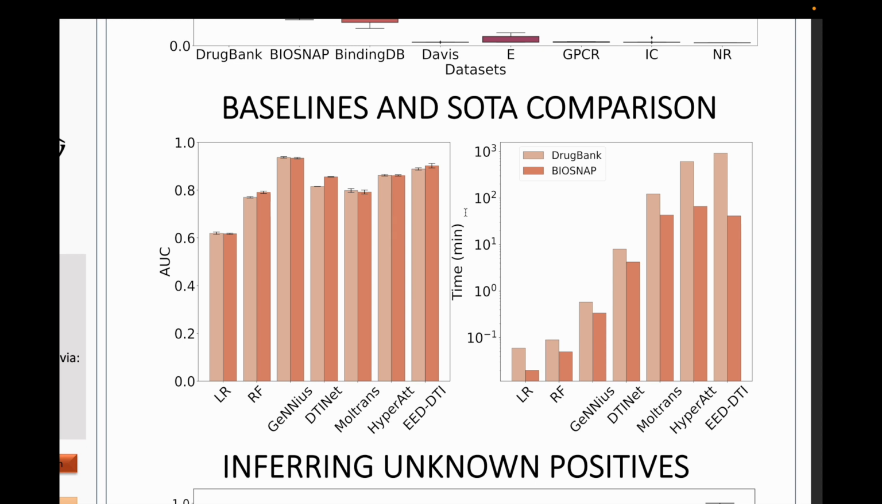Further, we compare our method with 4 state-of-the-art machine learning models. We choose different technologies. These are DTINet, based on matrix completion, MolTrans and HyperAttentionDTI, based on transformers, and EEG-DTI, based on graph convolutional neural networks. Our model outperforms them considerably, especially when it comes to training and testing times. If we look at the figure on the right, it shows how GeNNius outperformed the other models in execution time by 3 orders of magnitude. Take into account that this plot is in logarithmic scale.